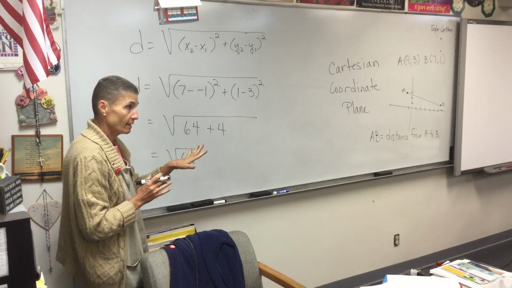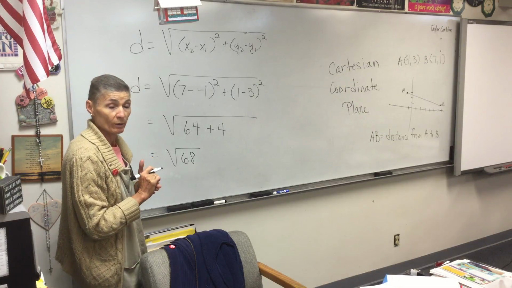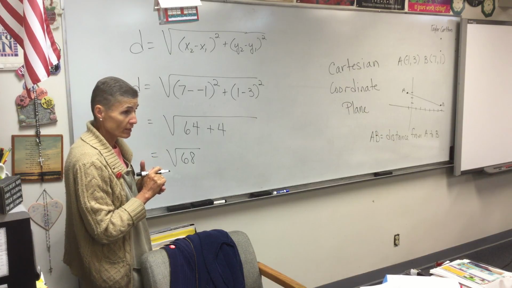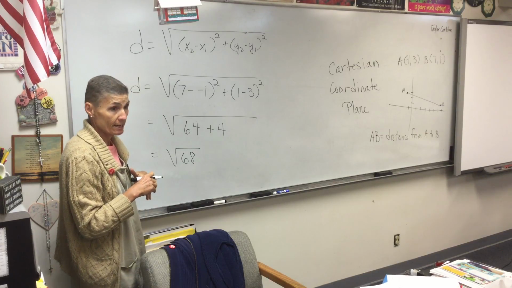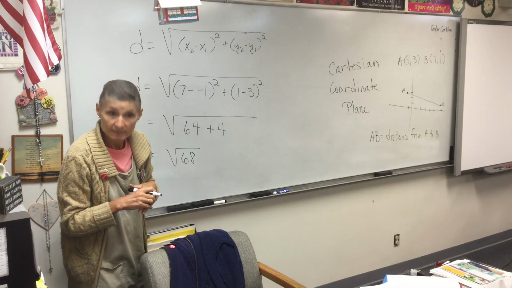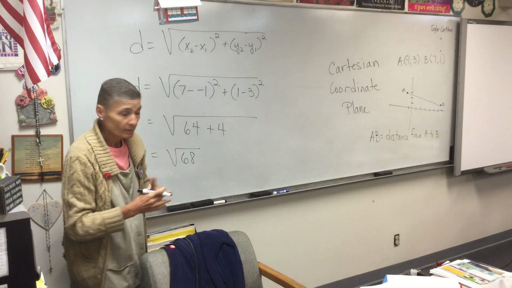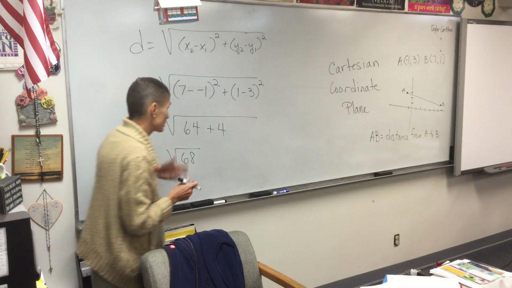Now I'm not quite done. Do you remember what you need to do with numbers like the square root of 68? Don't say type it in your calculator. That's not what we do. What do we do with the square root of 68? We try to simplify it, reduce it. And how do we do that? Find numbers that go into it.